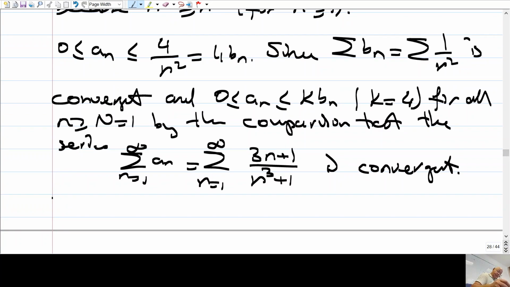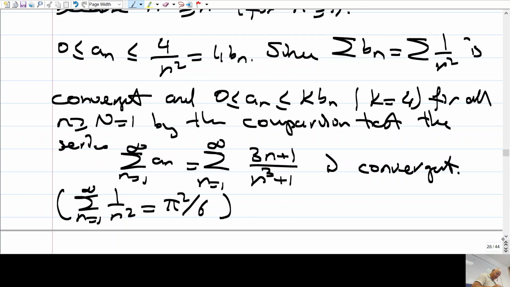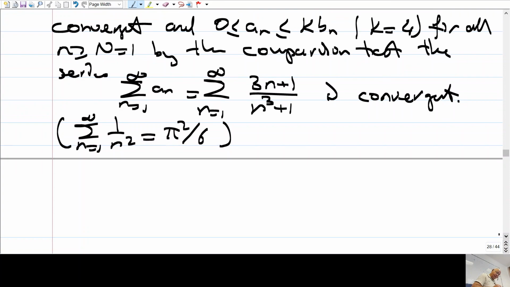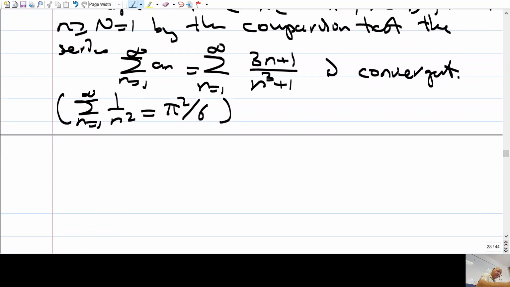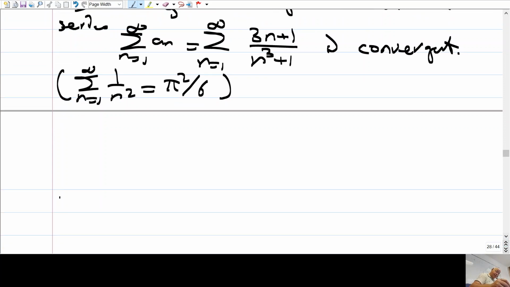Okay, let me also mention this is known to be n squared over 6, but it is not easy to prove. It's not a trivial fact, but that's the fact. Okay, the last example was this.